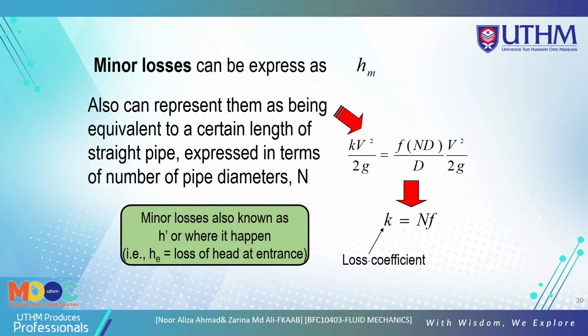Okay, so now we look at the minor losses. The minor losses can be expressed as this value: HM, minor losses, is equal to KV squared over 2G. Also we can represent them as being equivalent to a certain length of straight pipe expressed in terms of number of pipe diameters. Minor losses are also known as HO, where it happened, HE loss of head at entrance and so on. So the minor losses use the loss coefficient K.